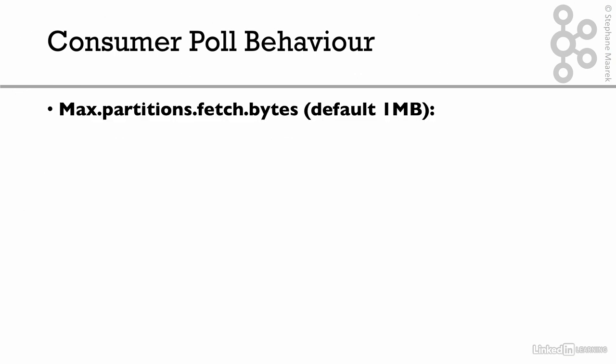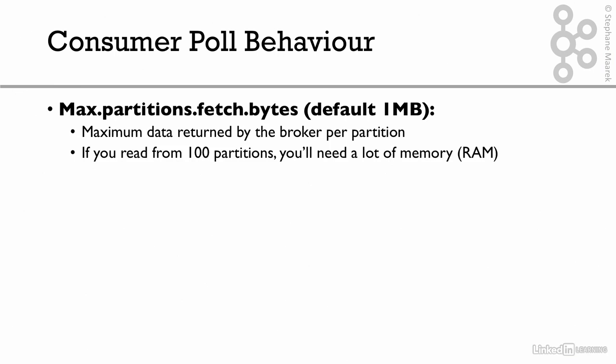Another setting is called max partition fetch bytes, and by default it's 1 megabyte. This is basically the maximum data returned by the broker per partition. So if you read from 100 partitions, you'll need a lot of memory because you have to allocate 100 megabytes in RAM.